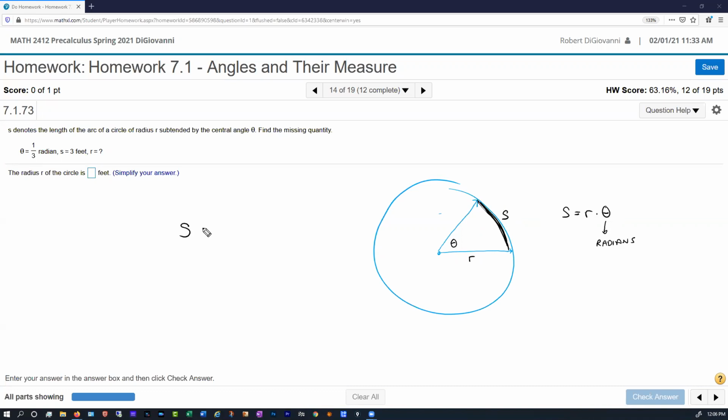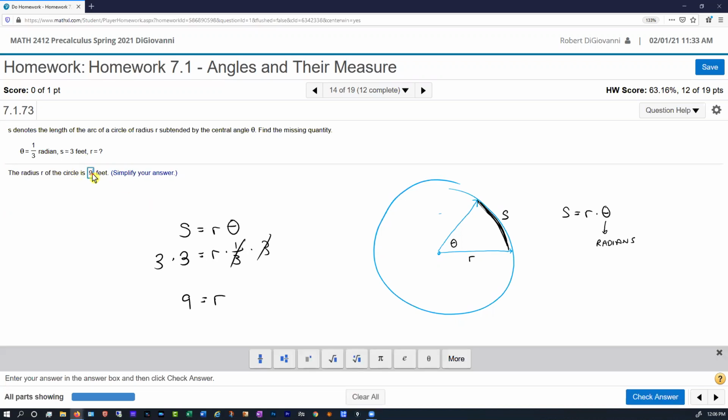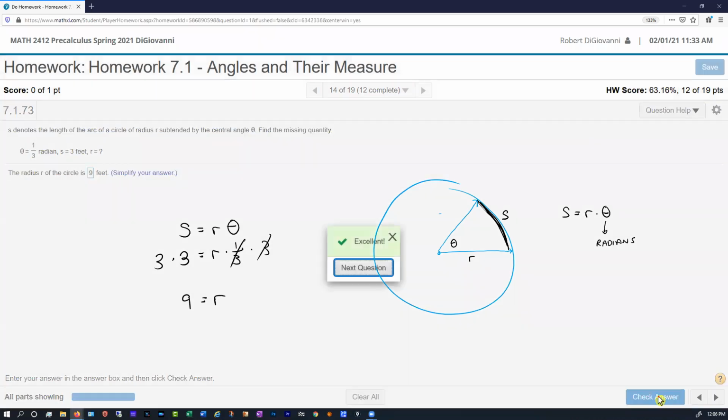So if we know S equals R theta, and they're telling you that S is 3, and the angle is 1/3, then to figure out what R is, we just multiply both sides by 3 to clear out this 1/3 on the right side. So the 1/3 and 3 go away, you have R by itself, and now that's just 9. And so this is the radius of the circle. It should be 9 feet. And that's it.